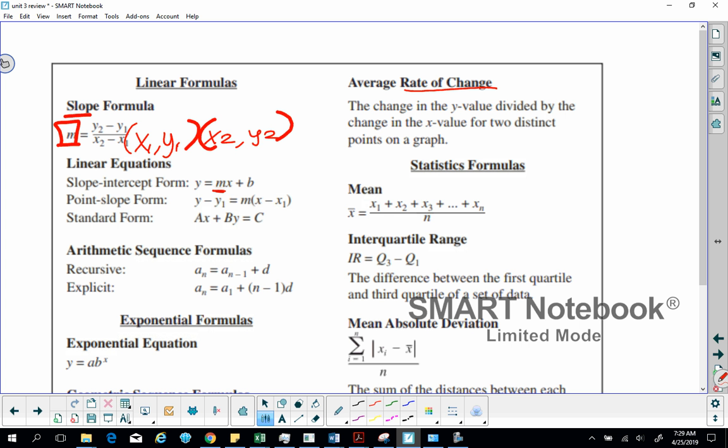Right next to slope, do you guys see that? They're besties. Why is rate of change next to slope? Why are they besties? It's the same thing. Thank you, Kamari. Rate of change and slope are the same thing. They're going to use rate of change, which is ROC, and slope, and they mean the same thing. They might use them interchangeably. If they ask for rate of change, they're talking about your slope.